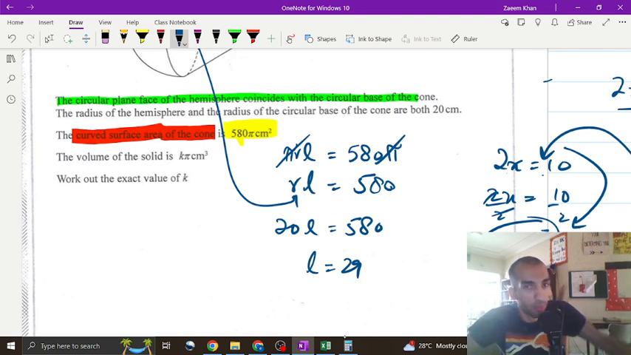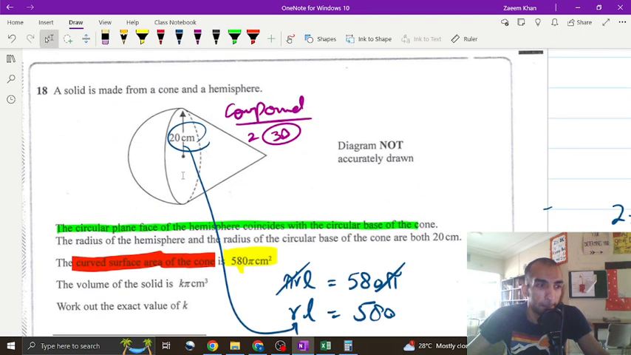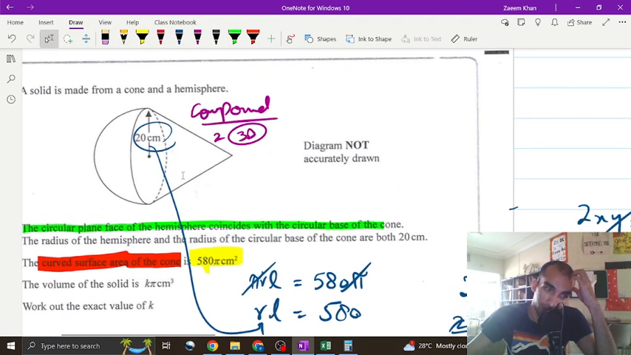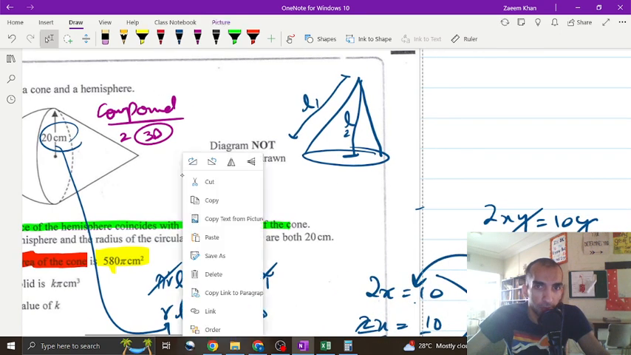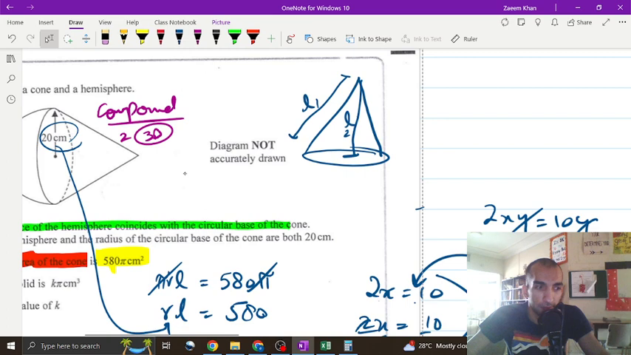Now what does this L represent? The length of the cone. Well, the length of a cone could be referring to this edge over here, or it could be referring to this one over here. Which part is it referring to? I'll call this L1, I'll call this L2. Which one is it referring to? L1. Why not L2?